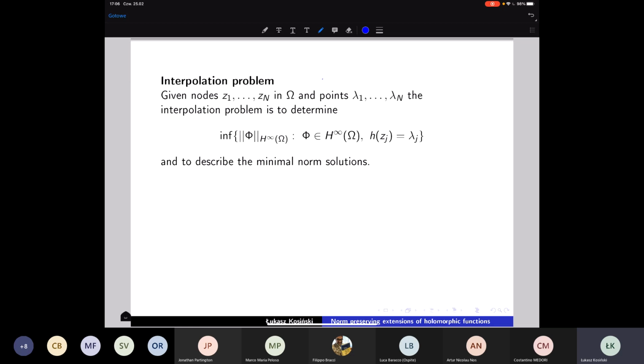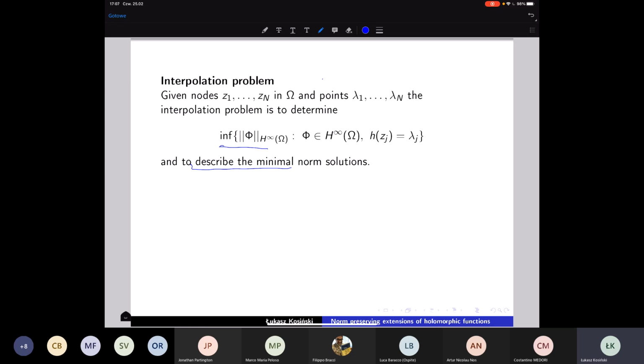And let me start with stating the interpolation theorem. Given points z1 to zn in omega, we call them nodes, and points lambda 1 to lambda n, to interpolate means to determine this constant, the infimum of the norm of phi, where phi is a bounded function on omega that sends points zj to lambda j. And even more important is to describe all the minimal norm solutions.